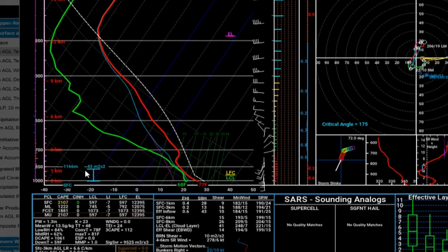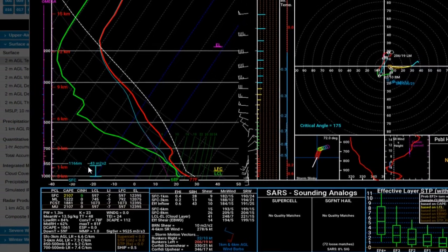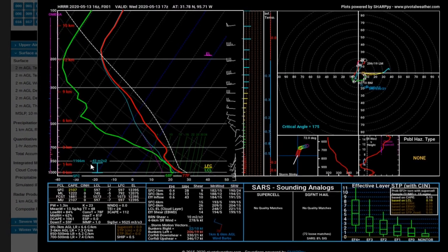Yeah, I always think it's great when we can visualize stuff like that. Take what's out the window and see it on the products.